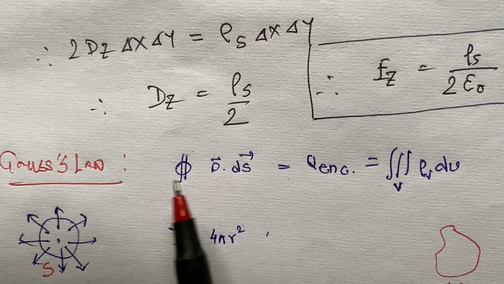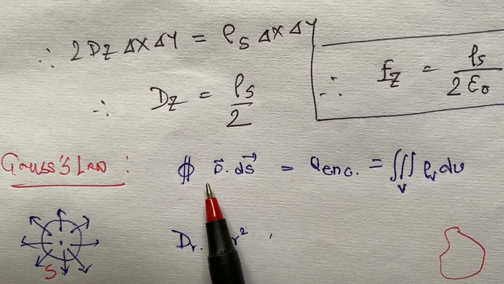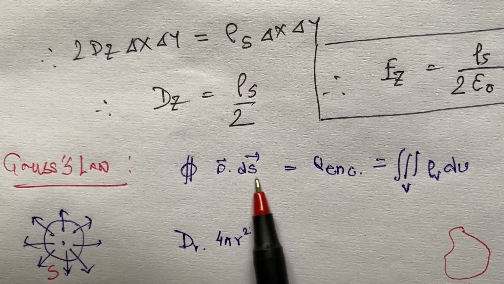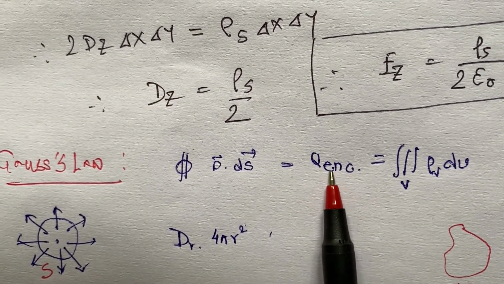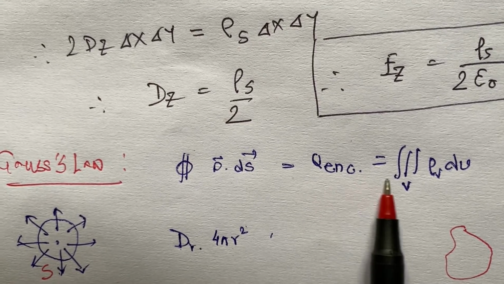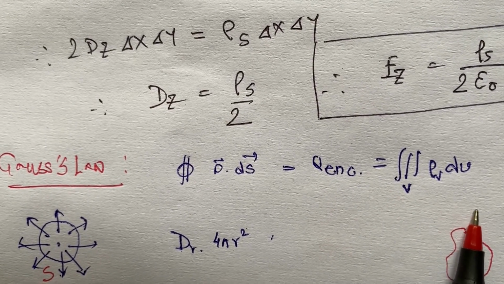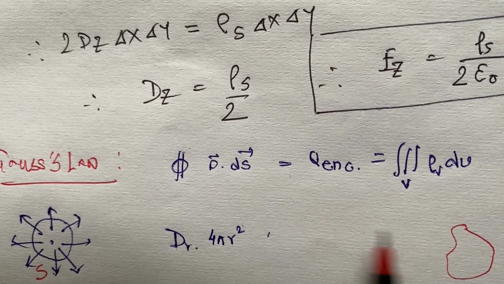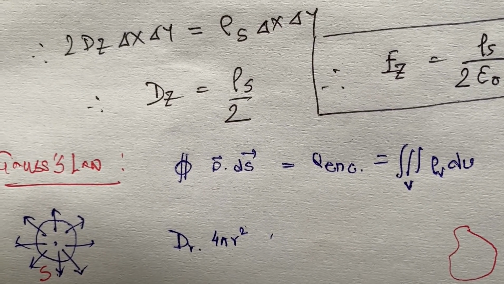the integration of this dot product of flux density and the infinitesimally small surface is Q enclosed. And if a charge is distributed over a volume, then this Q enclosed can be written like this. Rho V is the volume charge density.